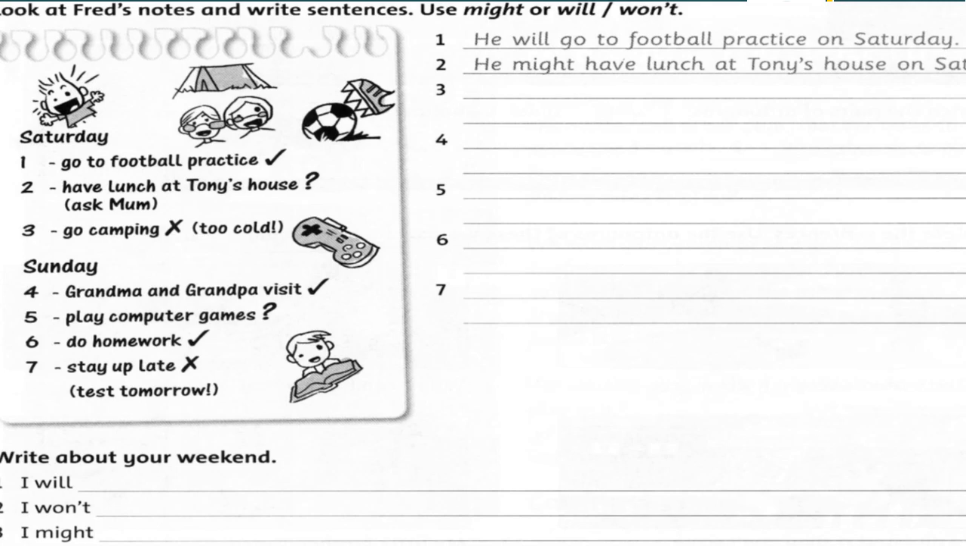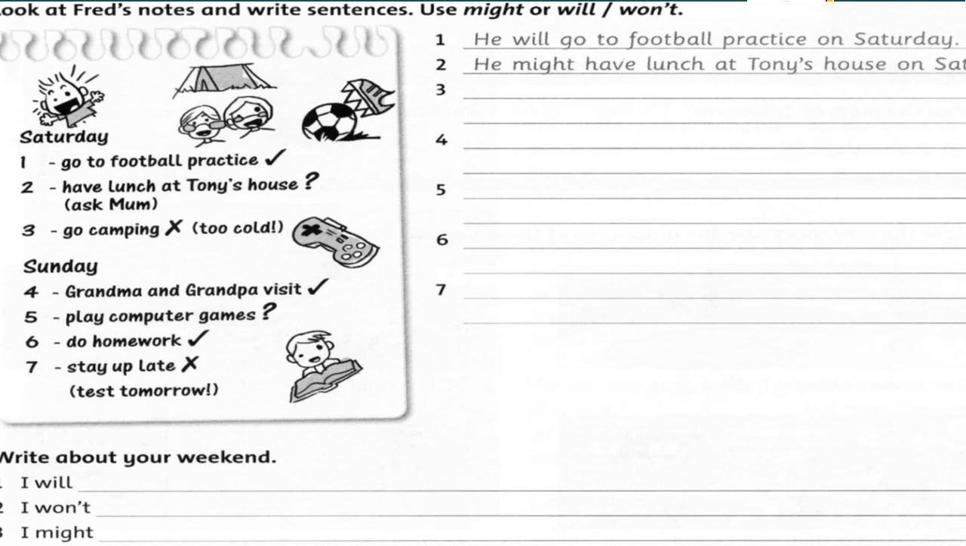in the picture. So when it says, number 1, go to football practice, you can see something right next to it, which is a tick. Okay, it has been ticked, so that means he will do that thing. The next one, there is a question mark, so that's a possibility. We don't know whether he will do that or not, so you need to use might. The third one, there is a cross next to the phrase, so he will not do that. So these ticks, question marks, and crosses, they tell you whether they will, might, or not do something.